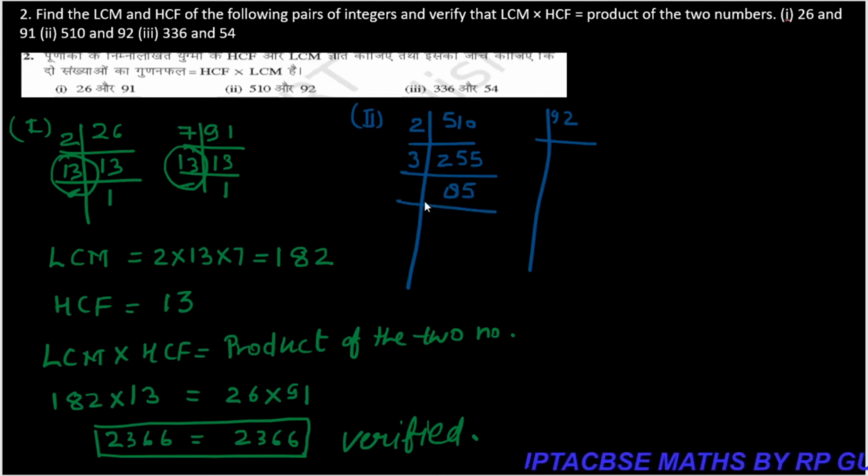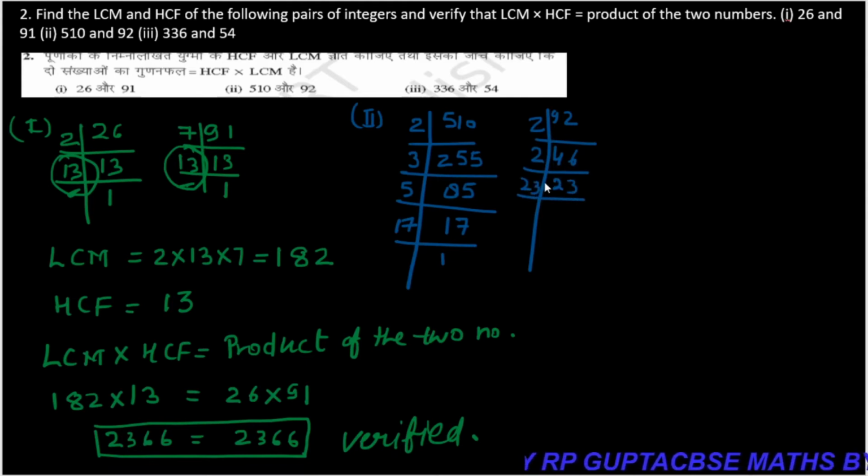Now 85 is here, so is it divisible by 3? No, it is not divisible by 3. Now I will divide it by 5. 5 ones are 5, 5 sevens are 35 and 17 ones are 17. 92 is given here, so I will divide by 2, it becomes 46. Again I will divide by 2, it becomes 23, and now it is 23.